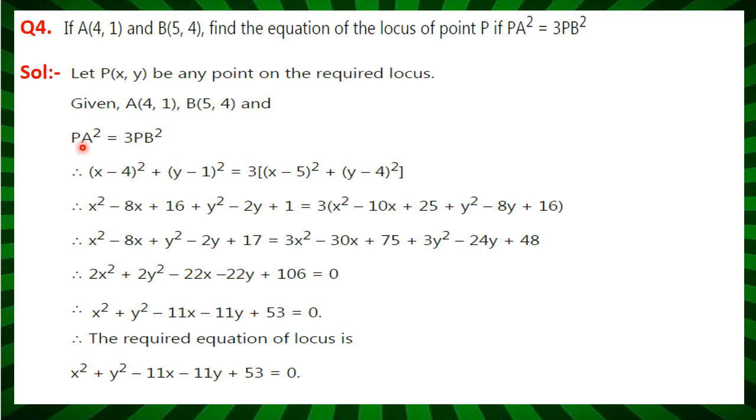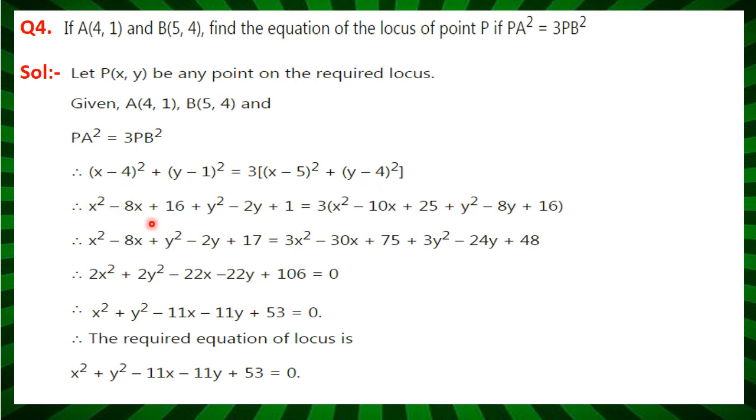PA means the distance between P and A, which is given by (x - 4) the whole squared plus (y - 1) the whole squared. Now we are using the square to remove the square root in the distance formula. Now the right hand side will become 3 times PB squared. So we don't want the square root here: (x - 5) the whole squared plus (y - 4) the whole squared.